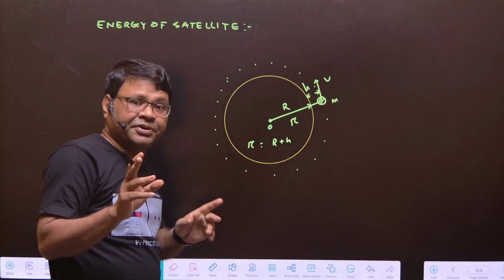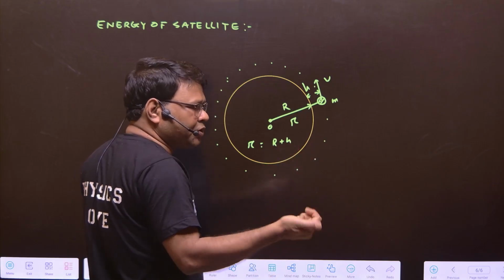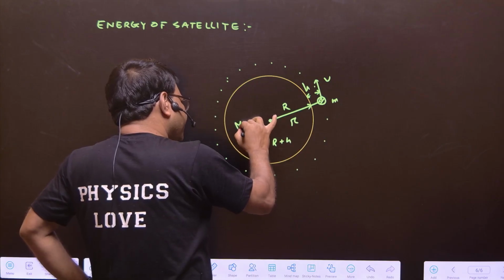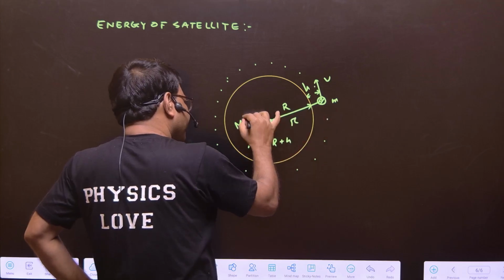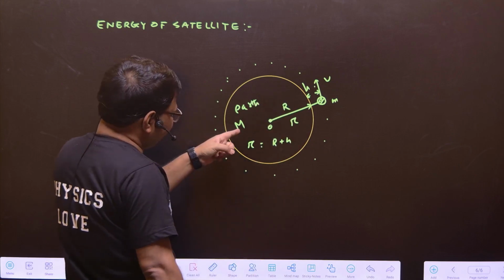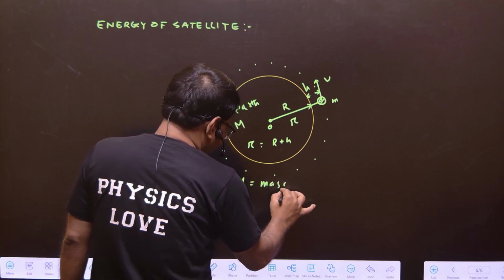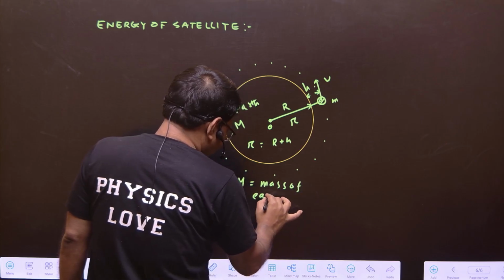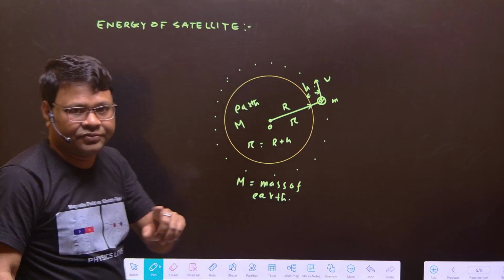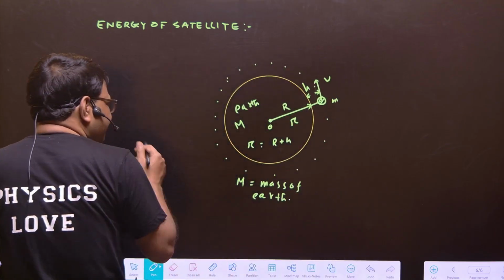So here there are two types of energies. For the movement, kinetic energy of the satellite, and another energy, potential energy. Potential energy between the mass of Earth and the mass of satellite. This is Earth. Capital M means mass of Earth. For the movement of the satellite, kinetic energy is available. Right now, students? So now write the kinetic energy of the satellite.